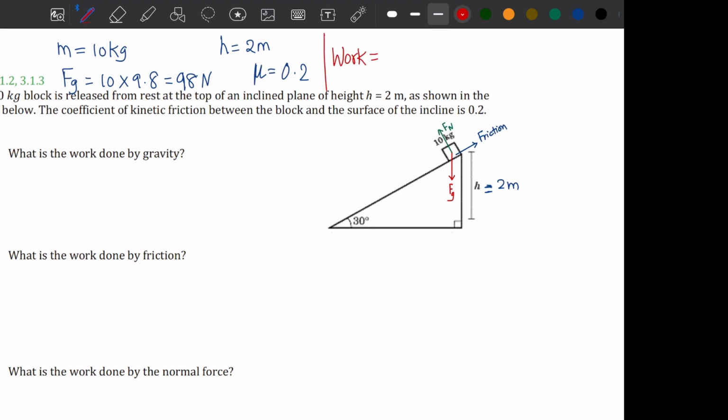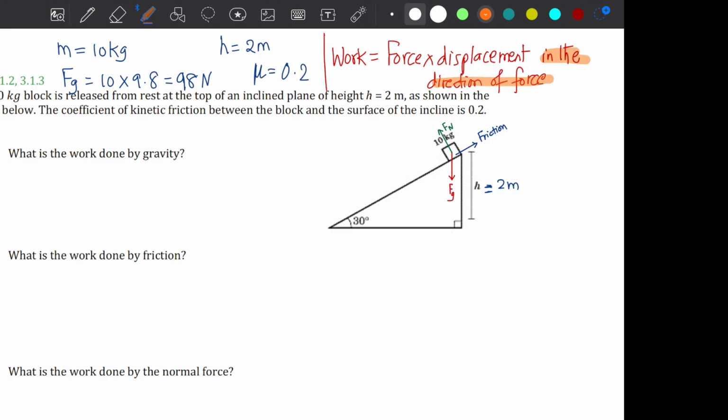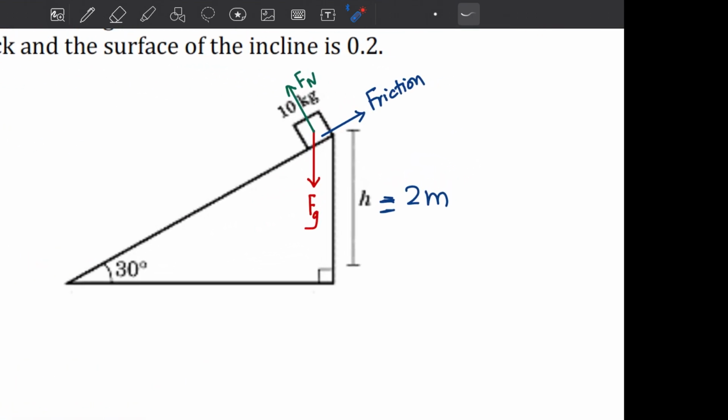So work is equal to force multiplied by displacement in the direction of force. So this is important, displacement in the direction of force. So we have got gravity acting vertically downwards. So as the block is moving down, what is the displacement of the object in the direction of the gravity? So if you look at the diagram, as the block moves down, in the vertical direction, it covers a displacement of 2 meters. So this 2 meter is in the direction of Fg.